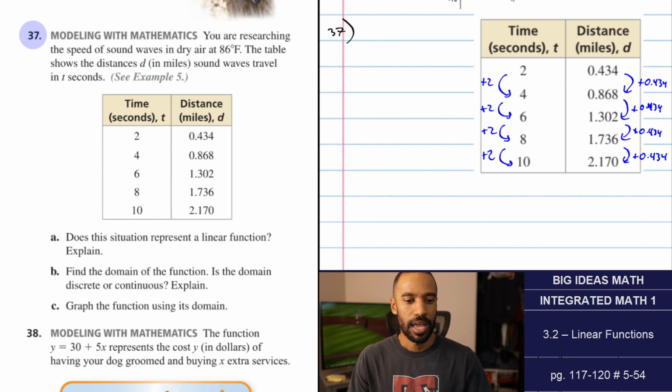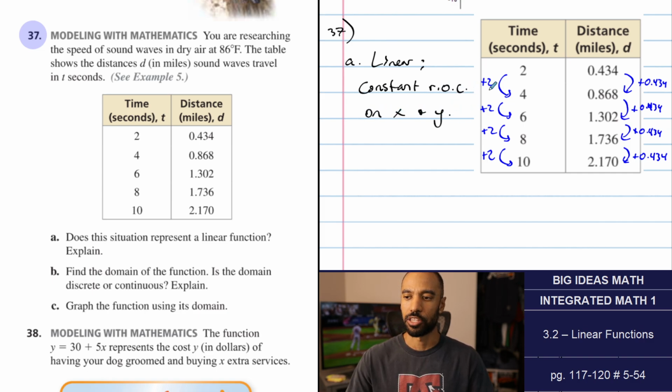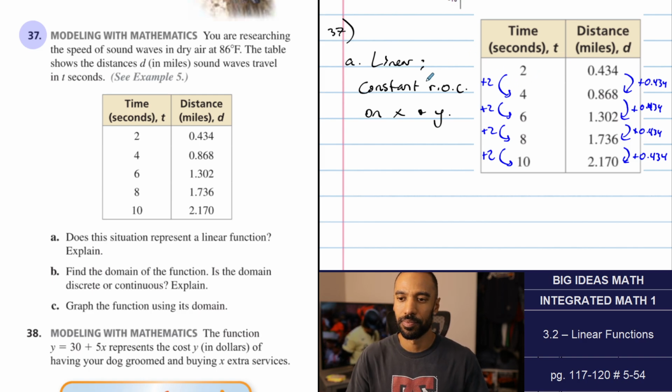All right, so is this a linear function? Explain. Yes, it is. Linear because constant rate of change on both x and y. As shown, C to the right. Part B, find the domain of the function.